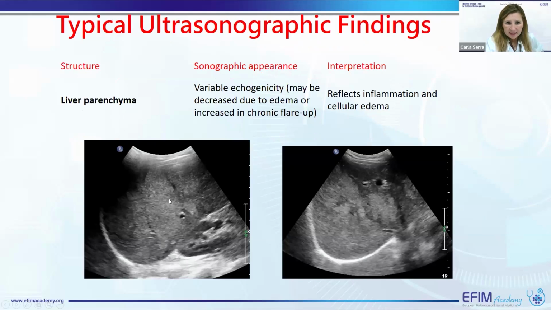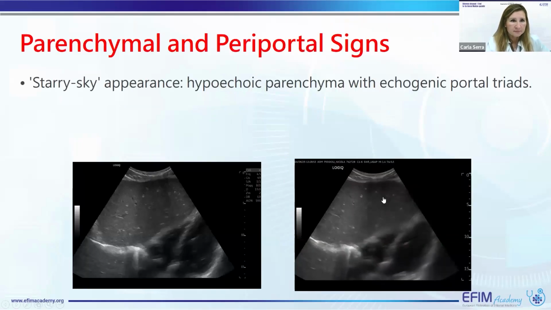This is the typical case of acute hepatitis, and in this case you can see the echogenicity of the liver that is in part decreased in some portions of the liver, and in other portions is increased. And this inhomogeneity is usually due to inflammation and edema. And this is a typical case of acute hepatitis.